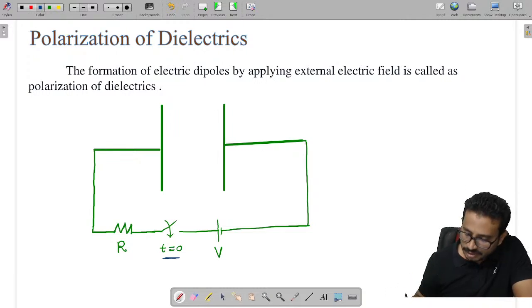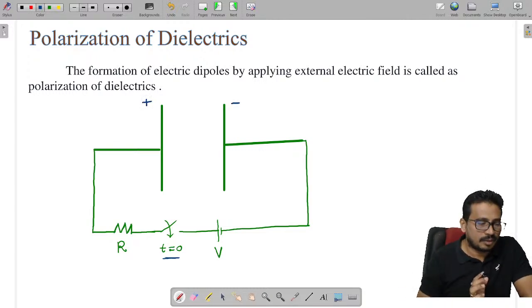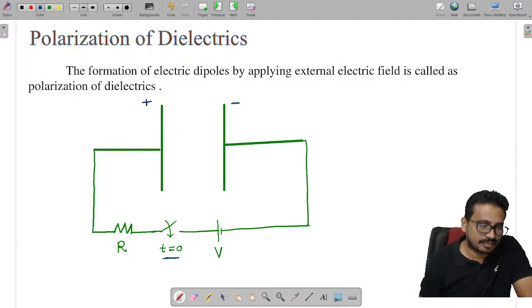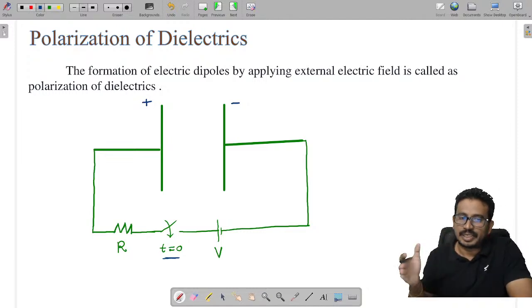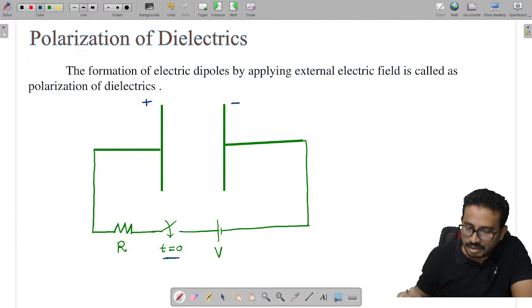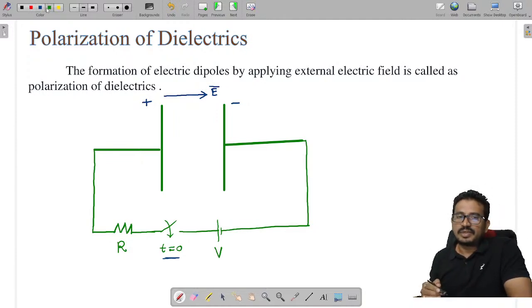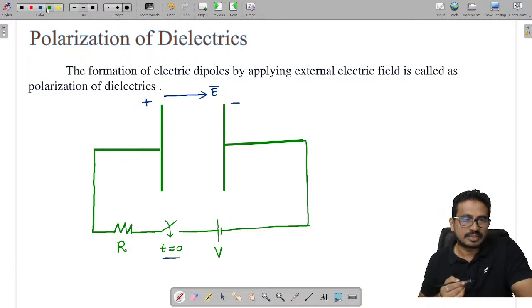If I close the switch now here, this is the positive terminal, here we have given a negative terminal. Between the positive and negative we have an electric field, yes or no, the electric field will accumulate now. What's the direction of the electric field, you tell me? The direction of the electric field is from the positive to negative like this.